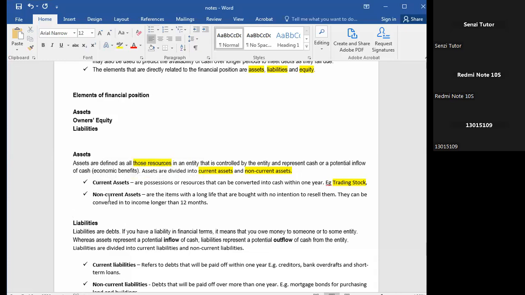Let's look at non-current assets. What are the non-current assets? Non-current assets are the items with a long life that are bought with no intention to resell them. They can be converted into income in longer than 12 months. Non-current assets are the things that stay a long time in our business.